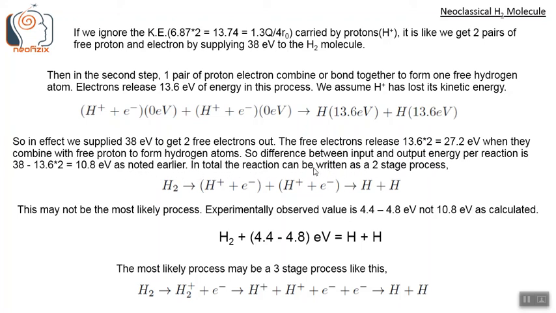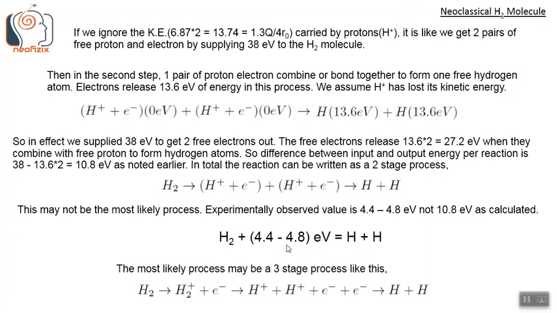In total, the reaction can be written as a two-stage process. In the first stage, this H2 molecule is converted into its completely dissociated form, H plus E minus, two protons and two electrons. And in the next stage, these individual protons and electrons are converted into two hydrogen atoms, H plus H. So this is a two-stage process. But this may not be the most likely process. The experimentally observed value is 4.4 to 4.8 electron volts, not 10.8 electron volts as calculated here.